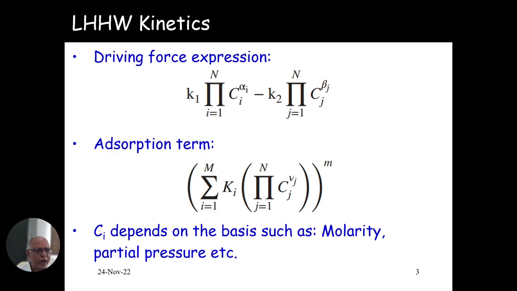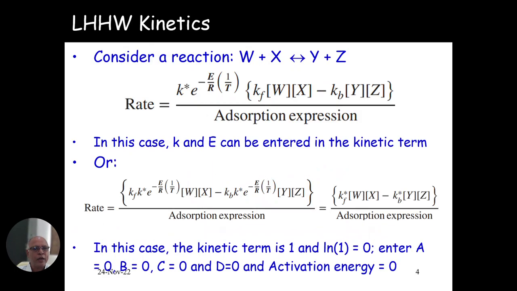And if it is involving two active sites, it will be equal to 2, and so on. If it involves three active sites, this will be 3. So you need to define this separately when you enter these kinetics in Aspen. Now let us look at the two possibilities.